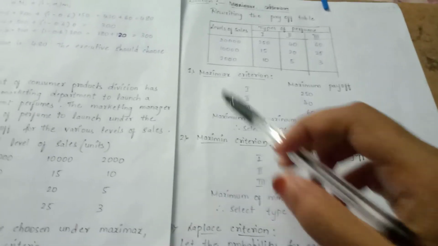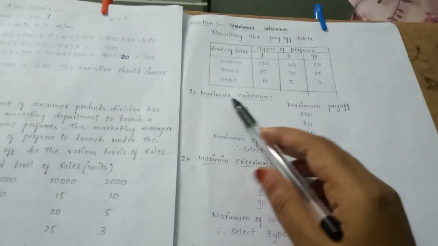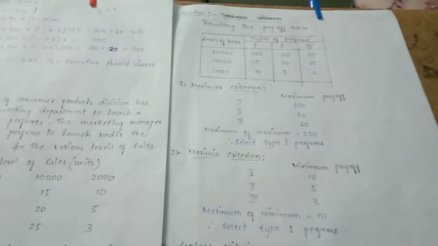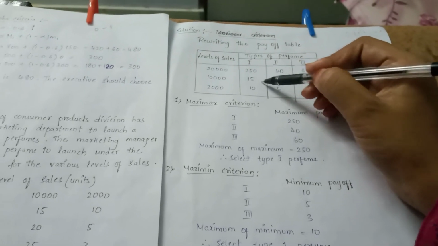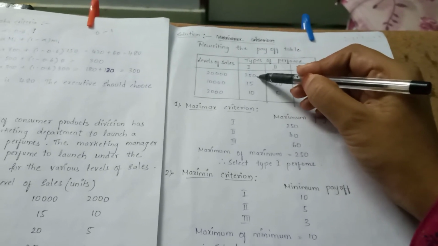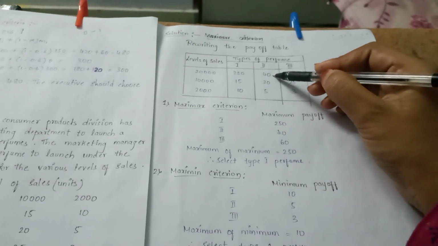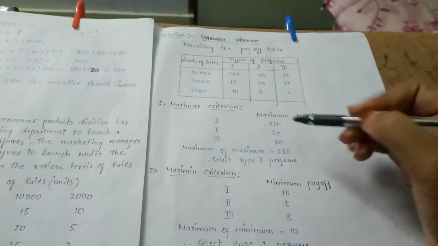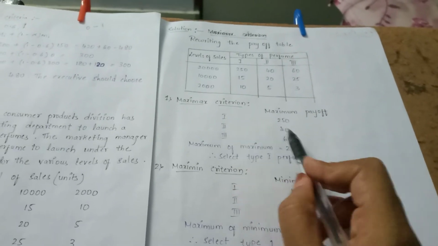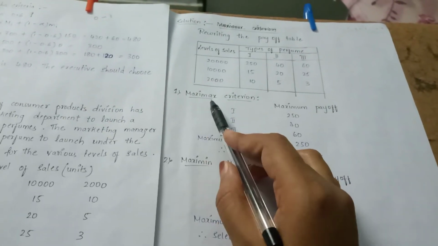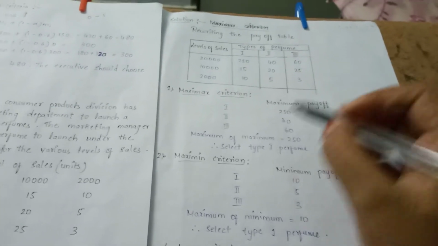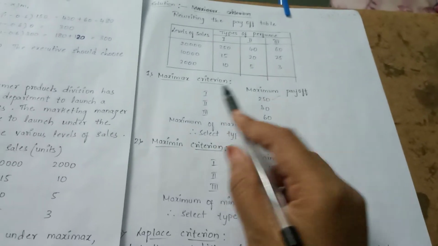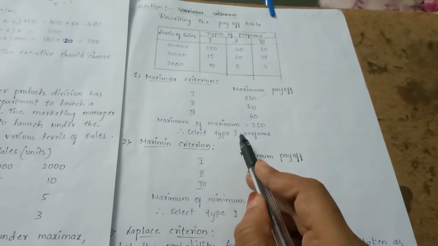They are asking us to take the decision under the maximax criterion. Maximax criterion is nothing but, students, maximum of maximum. First we have to take the maximum payoff. In the first type, the maximum value is 250. In the second type, the maximum value is 40. Here the maximum payoff is 60. So first type 250, second 40, third 60. In these maximum values, which one is the maximum, students? 250. So maximum of maximum is 250, which comes under type 1 perfume. So select type 1 perfume.